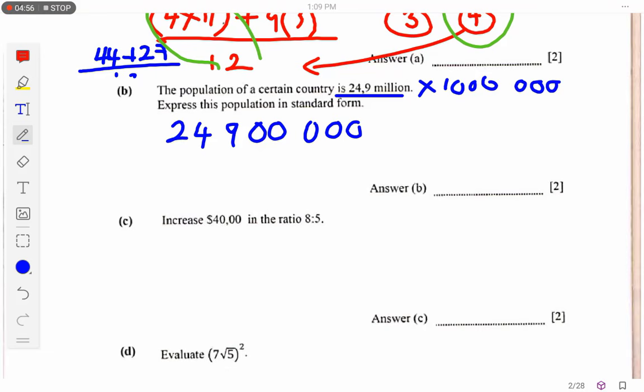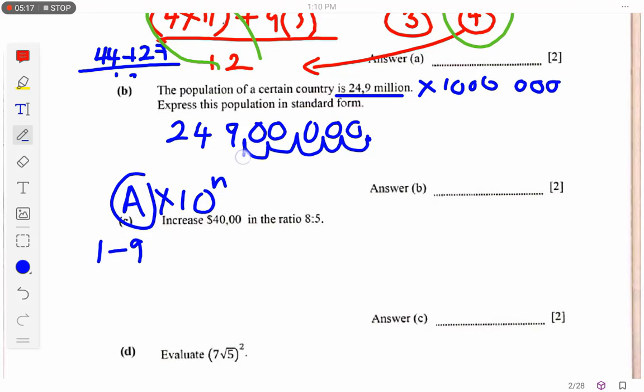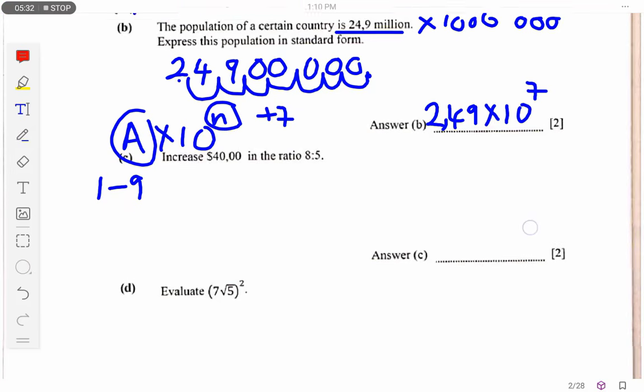Then to write in standard form, remember our standard form is a times 10 to the power of n. The a must be a number from 1 to 9, we cannot have 24, we should have at least a 2. When I don't have a comma, I start from the end and count 1, 2, 3, 4, 5, 6, 7. So my n is going to be plus 7, and my a is going to be 2. My final answer will be 2.49 times 10 to the power of 7. Let's go to the next number.